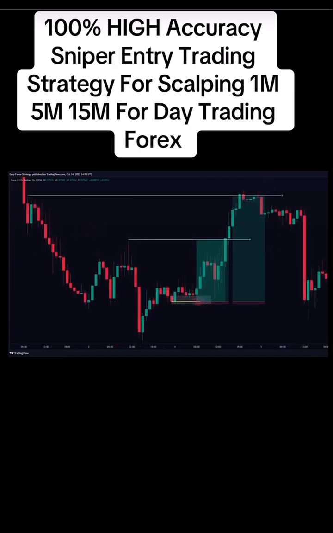Now look at the entry, guys. This is the smallest stop loss you will ever ask from anyone in trading. And for take profit in this kind of setups where you have previous highs, just target those highs because the market likes to target those highs with liquidity.